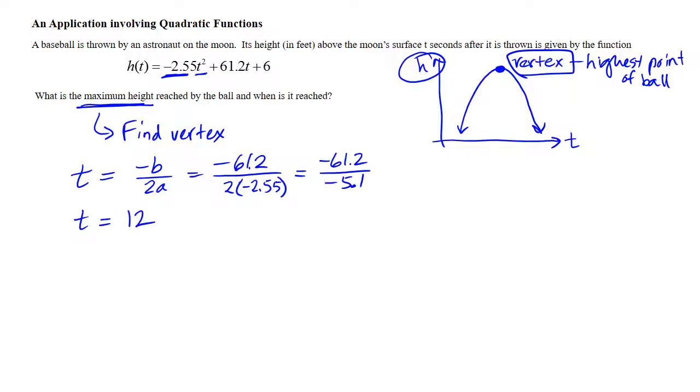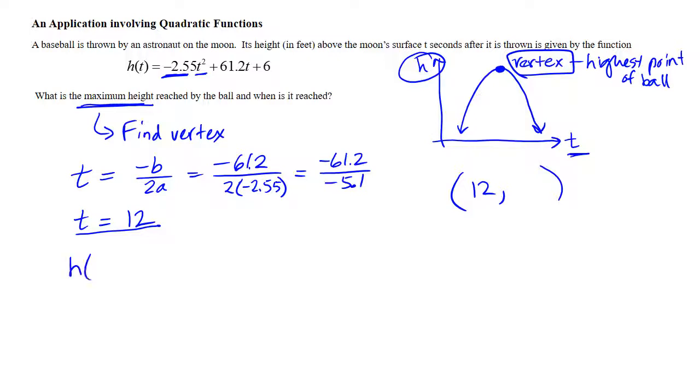Comes out nicer than you may have expected. It doesn't always come out nice. You just have to look at what happens when you do the division with your numbers. Once we know t is 12, that is the x value, or the t value in this case, because our input variable is t, of the vertex. We need to find the output value, or the height.